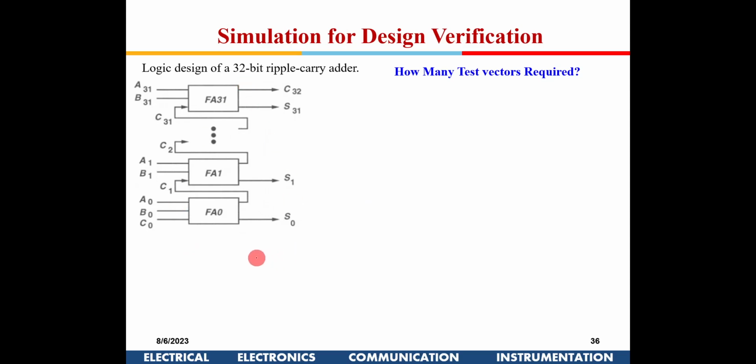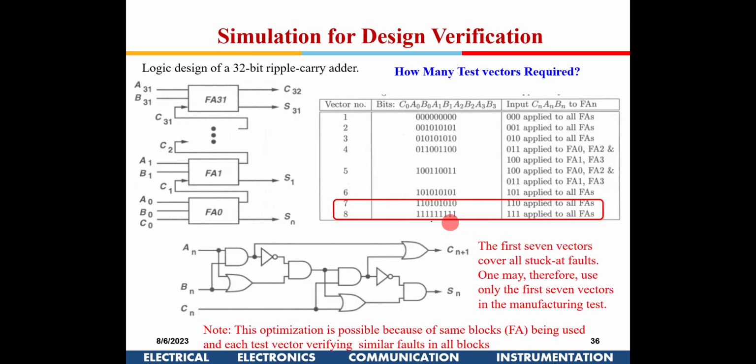So this is where the tool cannot optimize. But it's a modular structure. This is a modular structure. And one who has designed with his intuition can reduce the test vectors, and only 8 test vectors are required. Now if I give 0 0 0 to all these full adders, there are a total of 32 adders.